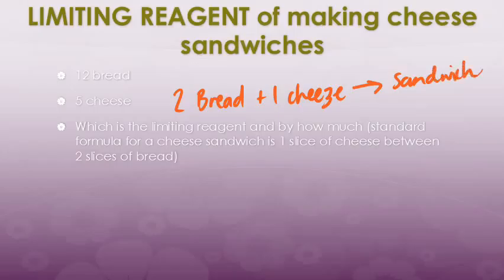Stay with me here. I know you're probably thinking, thanks, Ms. Bloomer, this is a little bit of a weird example, but hopefully it helps you understand. So I make 1 sandwich, put 2 slices of bread, 1 slice of cheese. 2 slices of bread, 1 slice of cheese.